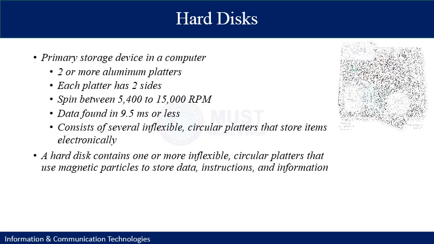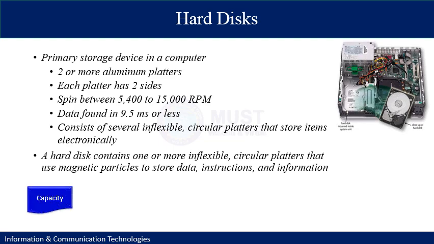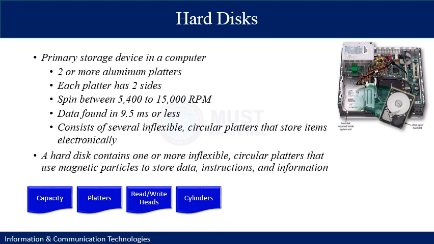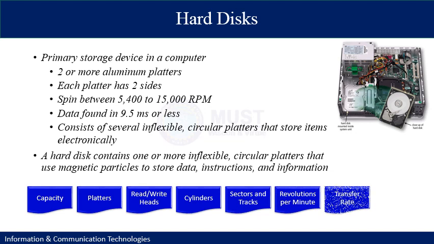The most common primary storage in today's computers is still the hard disk. However, many computers have been using solid state disks, but hard disks are quite widespread. A hard disk usually has two or more aluminium platters. Each platter again has two sides, much like a floppy drive, and your drive usually spins at about 5400 to 15,000 rounds per minute. Usually the data is found on your hard drive in 9.5 milliseconds or less with the spin capacity and the current technology being used.